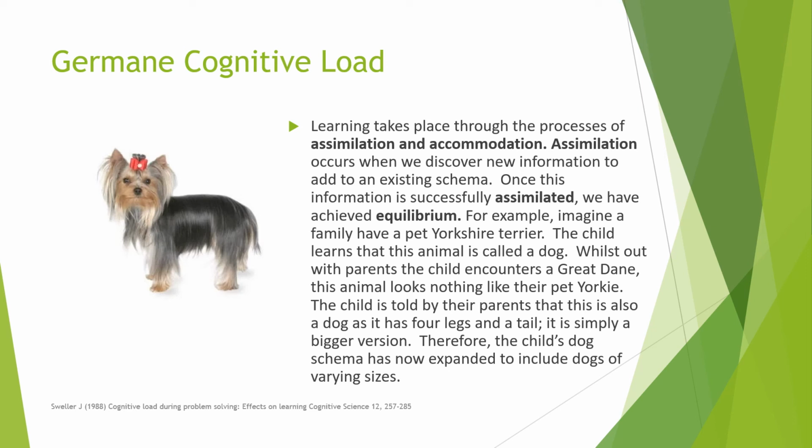Whilst out with parents, the child encounters a Great Dane, and obviously this animal looks nothing like their pet Yorkie. So the child is in a state of disequilibrium. They don't understand what it is. The child is then told by their parents that this is also a dog, as it has 4 legs and a tail. It's simply a bigger version. Therefore, the child's dog schema has now expanded to include dogs of varying sizes.